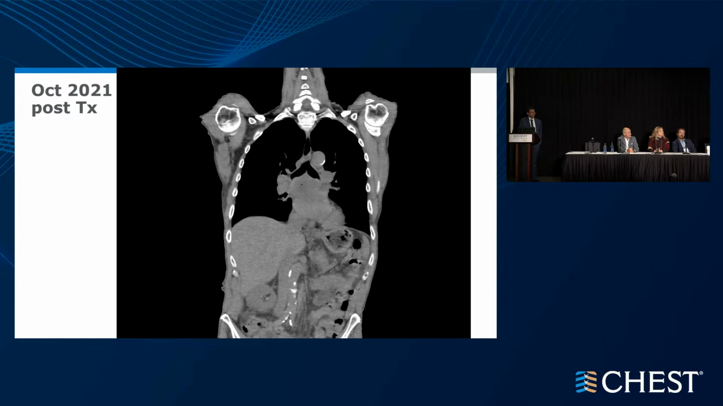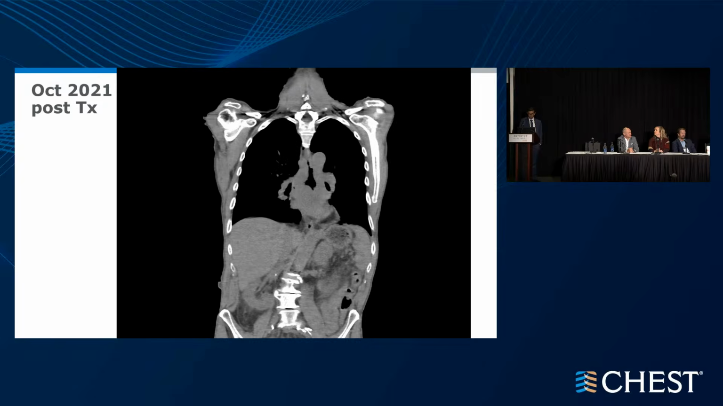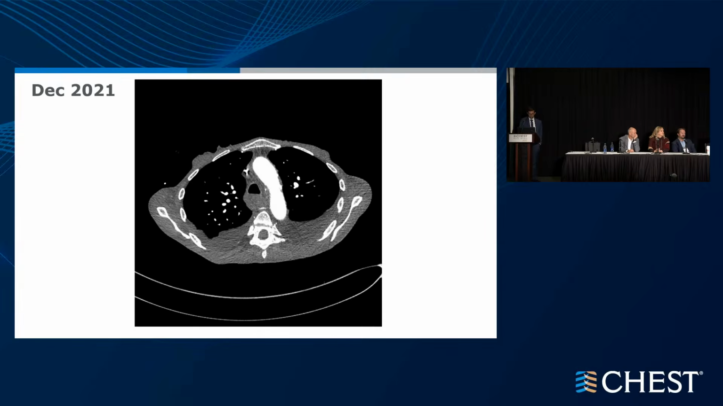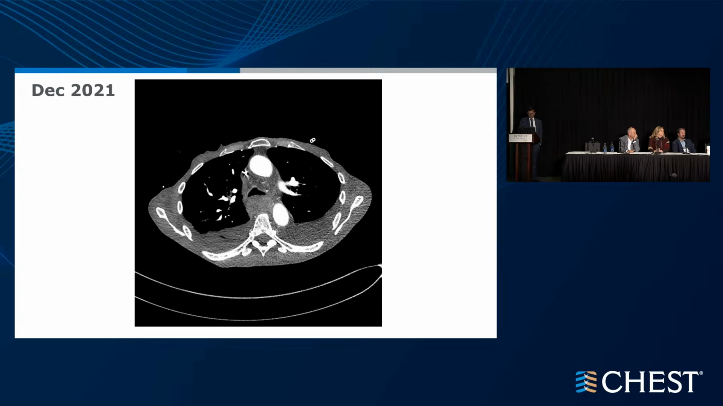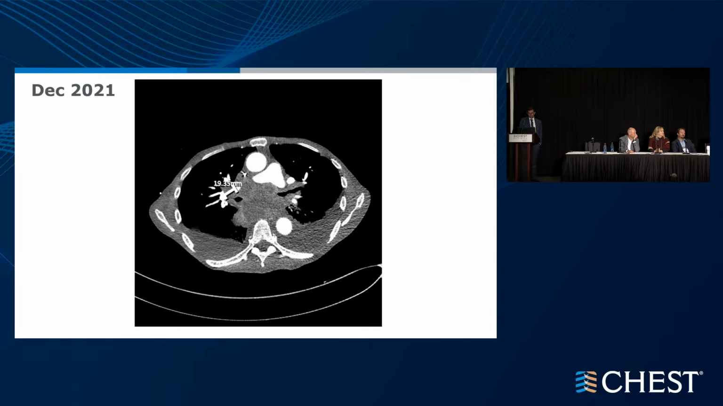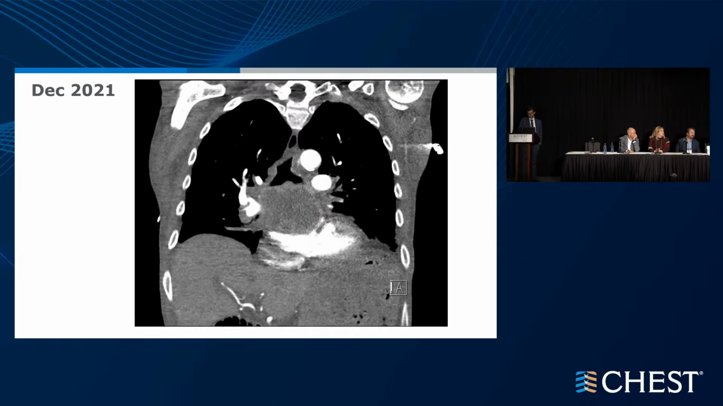And so, as he kind of said, he was doing well. He started swallowing and things were getting better a little bit from that perspective. Then the lung opened up. And then this was in December when he presented again with the worsening symptoms. And then coronals here.